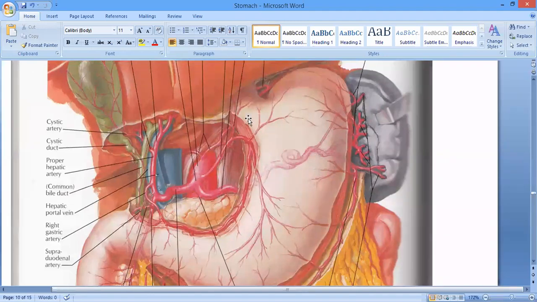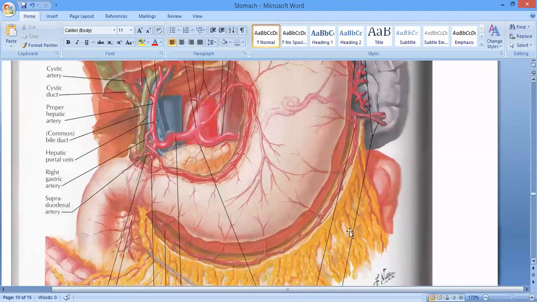Okay, along the greater curvature, you can again see two arteries. The left gastroepiploic artery, I told you, comes from the splenic artery, which has a tortuous course and, at the hilum of the spleen, gives the left gastroepiploic artery. This artery runs in the gastrosplenic ligament and then runs down along the greater curvature of the stomach, ending by making an anastomosis with the right gastroepiploic artery, which is the branch of the gastroduodenal artery. The gastroduodenal artery is a branch of the hepatic artery, and the hepatic artery is a branch of the celiac trunk.